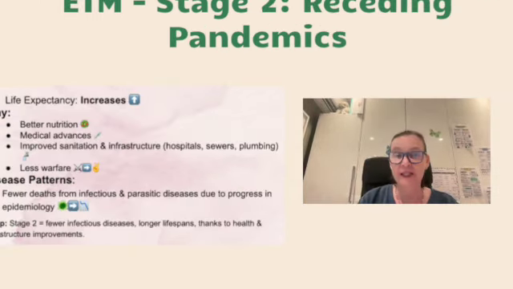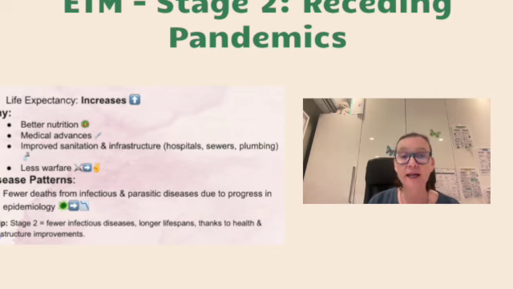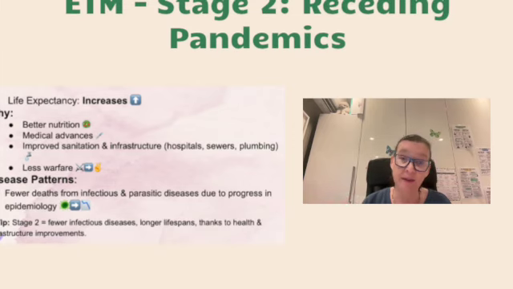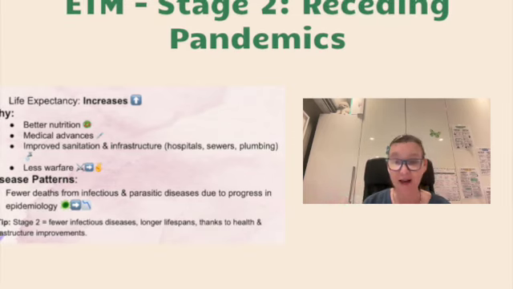In stage two of the ETM model, we see a huge turning point in human health, and this stage is known as receding pandemics. Here, death rates begin to decline and life expectancy increases. So what's happening behind this major improvement? Well, first, better nutrition.